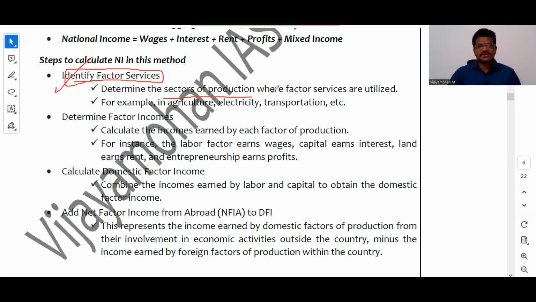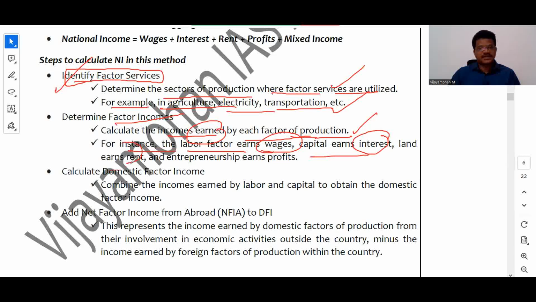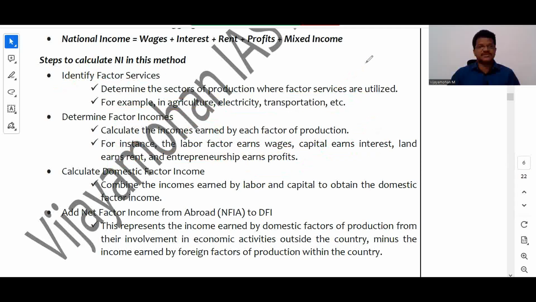Determine the sectors of production where the factor services are utilized. Okay, for example, in agriculture, electricity, transportation, etc. So a sector lo factors of production, a type of factors of production involved, first you need to determine. Then determine factor incomes. After that you need to determine what are the factor incomes that are accruing to those services. So calculate the incomes which are earned by each factor of production. Each factor of production ki income em ostundani calculate cheyali. Then for instance, the labor factor earns wages, capital earns interest, land earns rent, and entrepreneurship earns profit. This is all we already told you about all these basics, right?